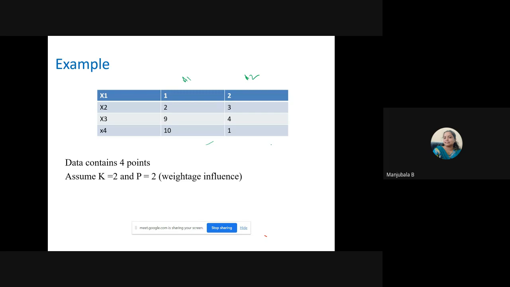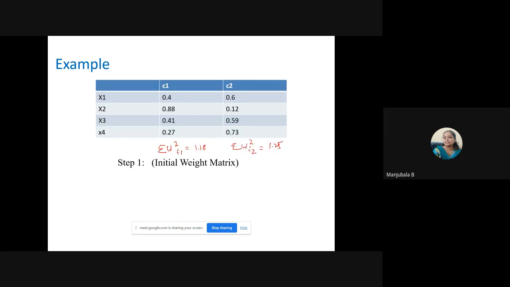So assume here n equals 4, dimension d equals 2, and the number of clusters k equals 2. And suppose the weightage influence p we have considered as 2. Okay. So how to cluster the data points now? Let us see. Step 1, you have to initialize the weight matrix. So what is the weight matrix?